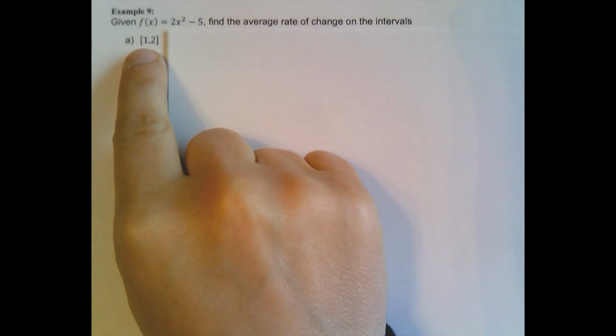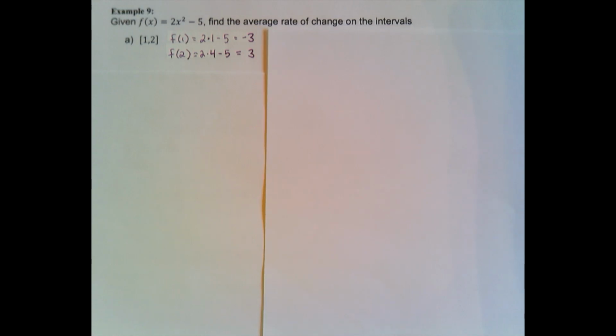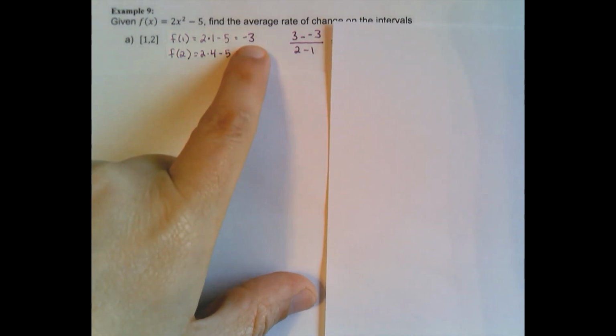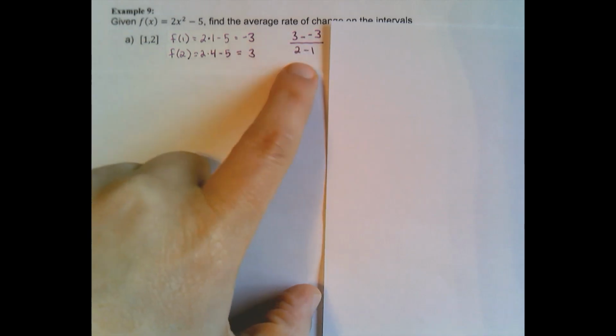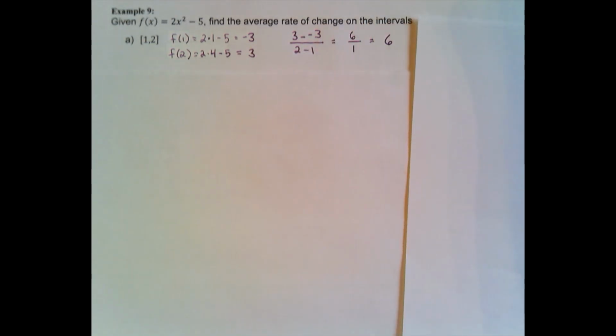So our a and b values are 1 and 2, which means to find f of a and f of b, we're going to do f of 1 and f of 2. We can evaluate both of those expressions, and we find that f of 1 is -3 and f of 2 is 3. From there, we can set up the difference quotient of f of b minus f of a over b minus a, and we find the average rate of change to be equal to 6.